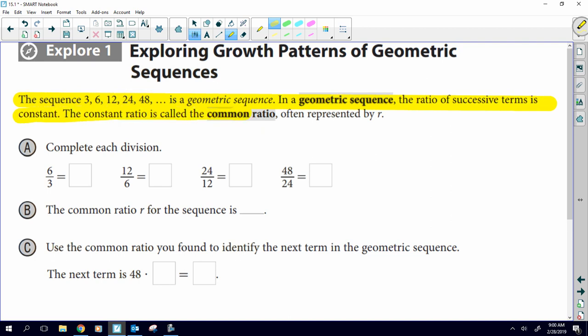Okay, and also remember, make sure that you take all these titles. Even if I don't highlight it, make sure that you are writing these titles in your book. All right? All right, so it says complete each division.